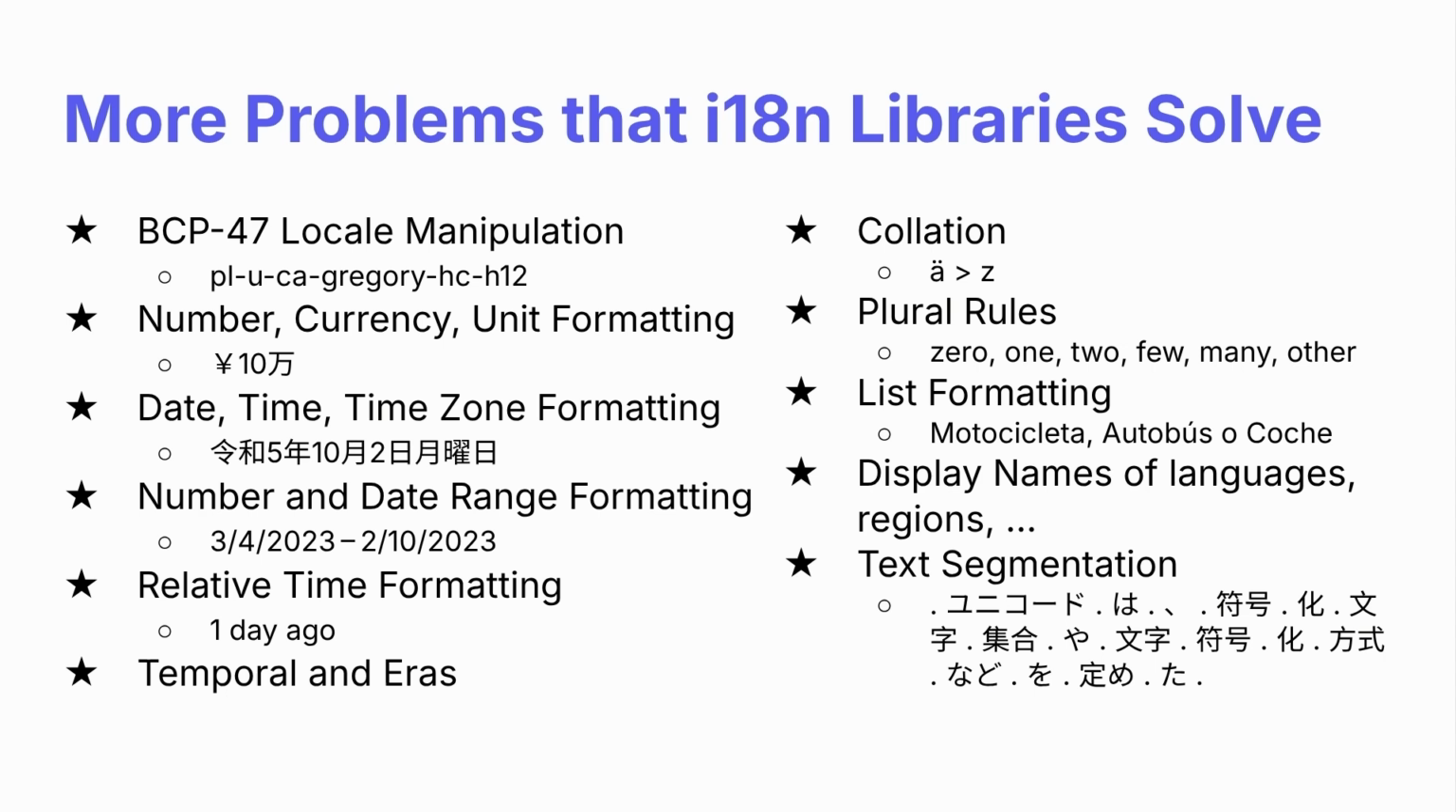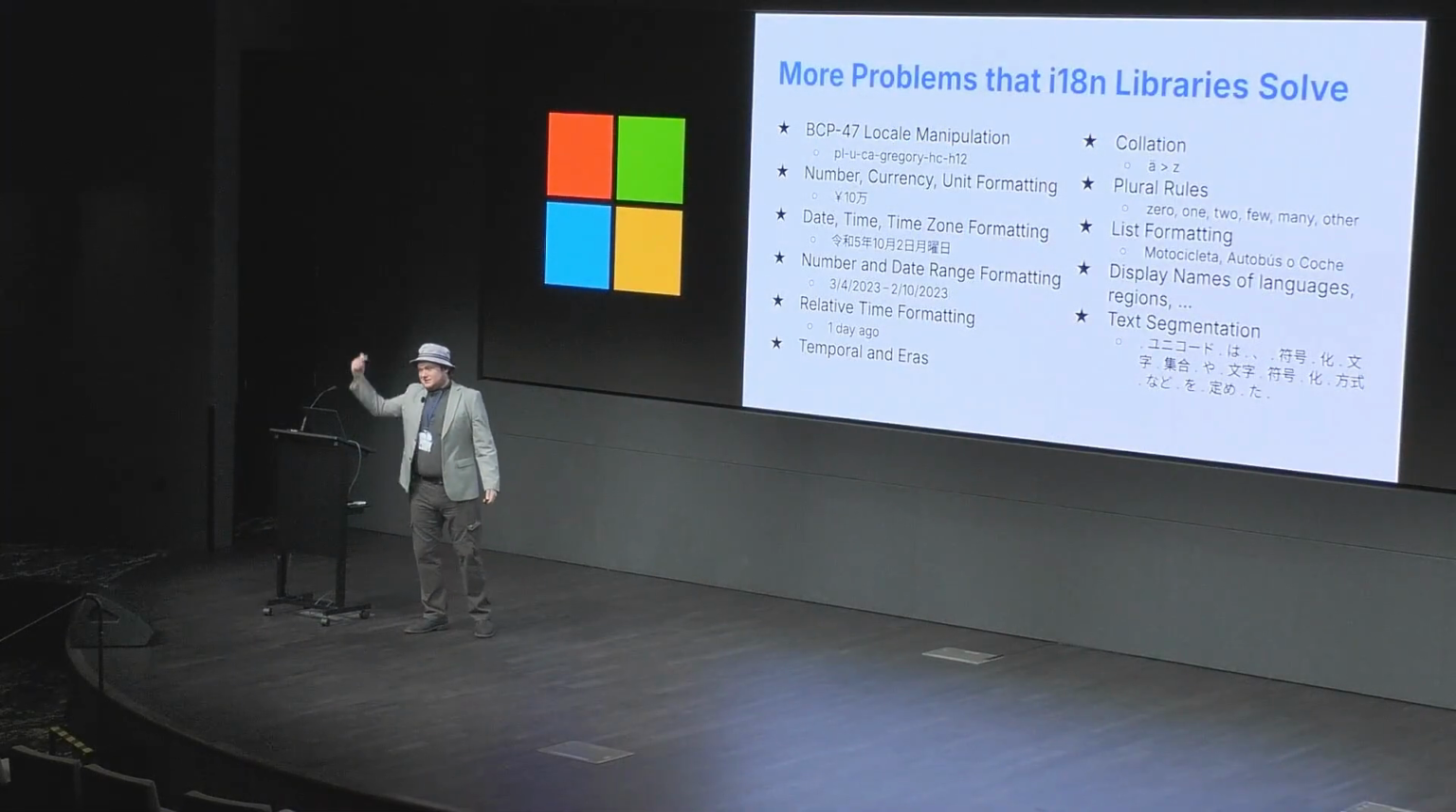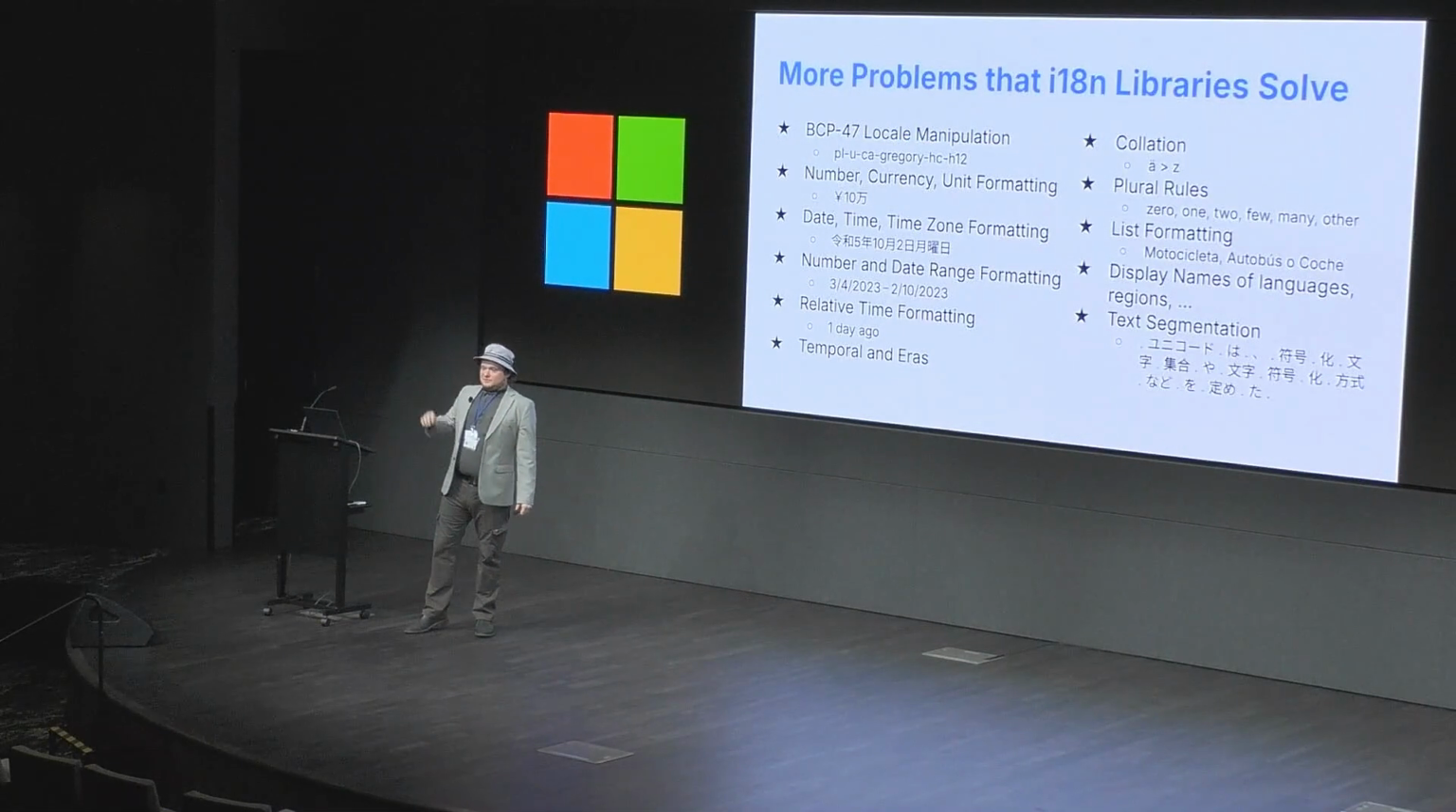Plural rules is how you can select the correct form of a string if you're formatting a message to a user. List formatting is also about formatting messages to users. Display names, if you've ever tried to go into your phone and select a language, select a region, there's a drop-down menu that has to be localized for you.